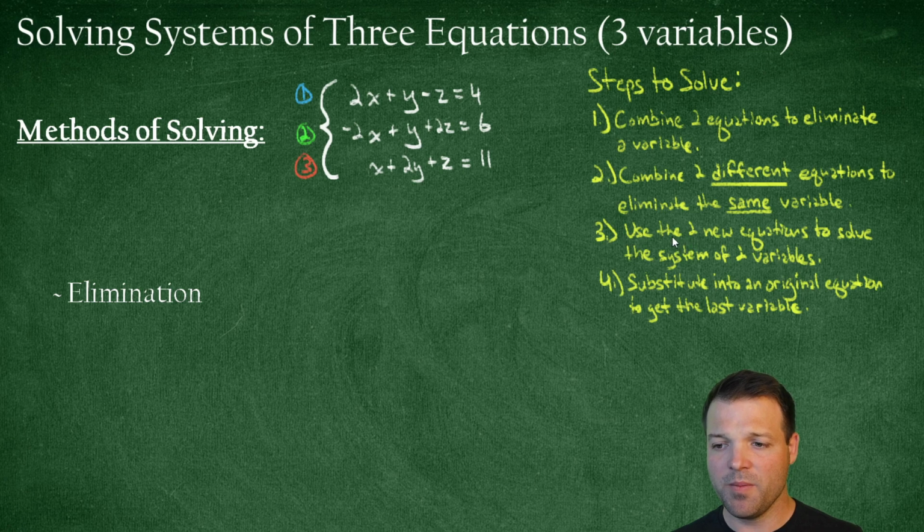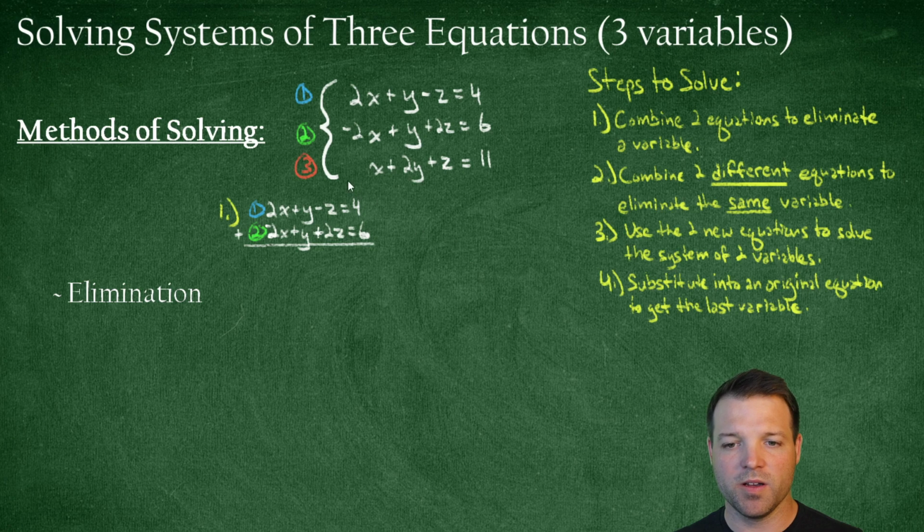All right. After that, once we have the two equations with 2 variables, we're going to go ahead and solve that, which we should have plenty of practice with. And then finally, once we've solved for those 2 variables, we just simply substitute into any of the original 3 equations to get our 3rd variable. So let's go ahead and get started to see what this looks like.